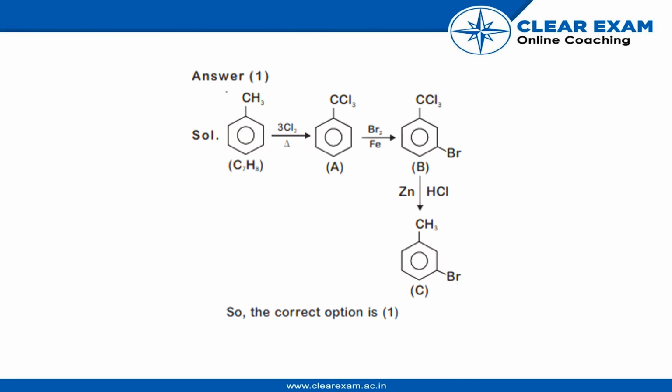So C7H8 on addition of 3Cl2 gives C6H5CCl3. This would be our compound A, which on addition of Br2 and Fe gives CCl3 with Br here. Then on addition of Zn/HCl it gives CH3 and Br here. This is compound C, which is our answer. So the correct option is 1.